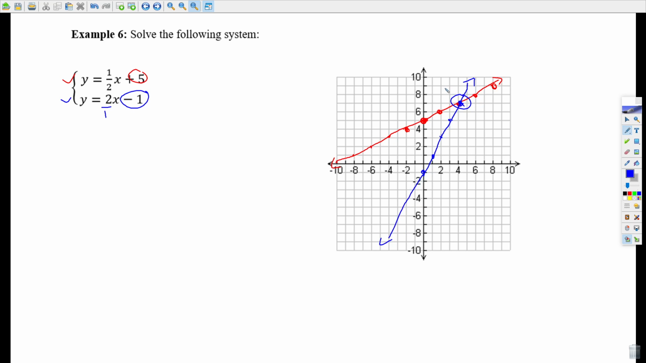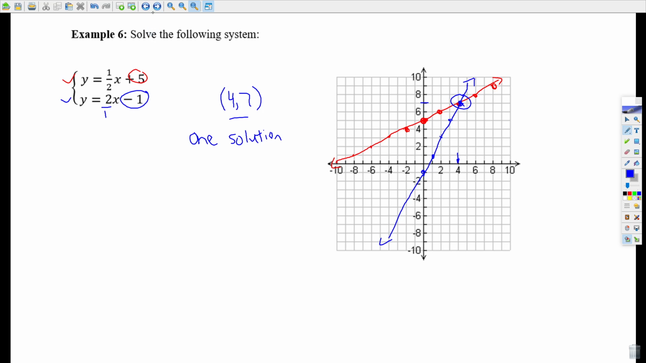And we just need to identify exactly where they intersect. So where is that point? 1, 2, 3. Looks like it's 4. If we go up from here, and 7. So the answer is there's one solution, and it's 4, 7. I'll even write that. One solution. And what is it? 4, 7. Simple as that. So we solved the system of equations by graphing them and seeing where they intersected.